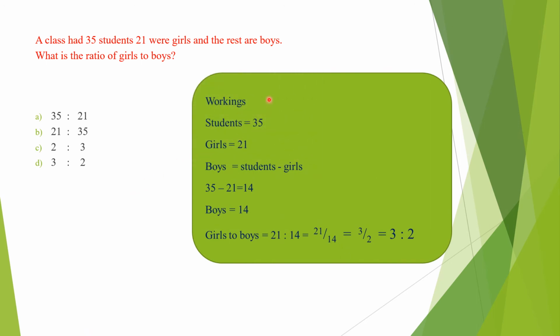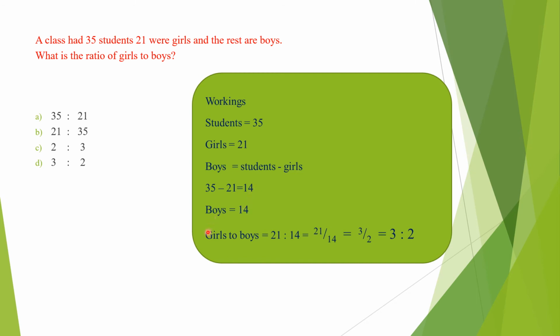Let's do the working. There are 35 students. 21 are girls. That means how we are going to find out how many are boys. Boys will be equal to students minus the girls. In this case, 35 students minus 21 girls is equal to 14. So now we know we have 14 boys.